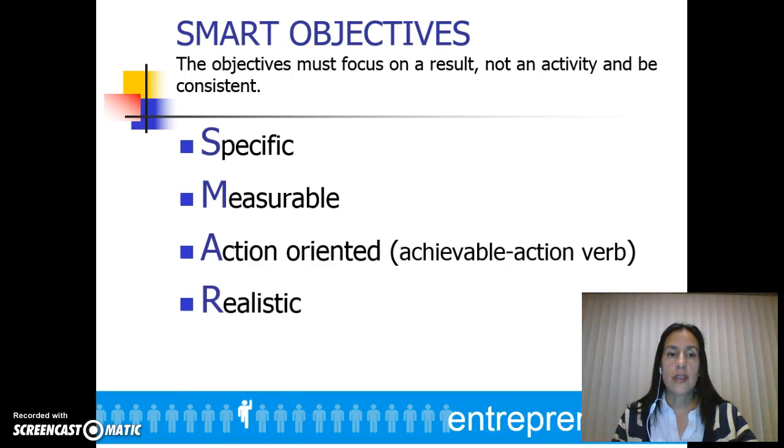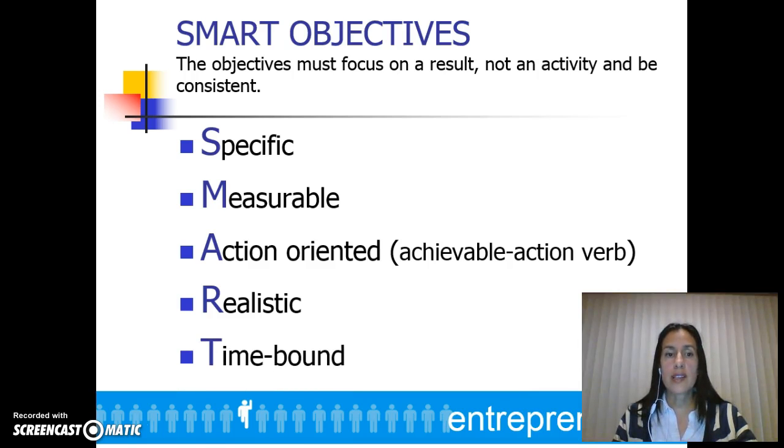The R is for realistic. If you ran a marathon 2 years ago and it took you 4 hours, I think it's not going to be realistic if you say that you're going to run next year's marathon in 1 hour and a half. That won't be realistic. So you have to be realistic and think about the resources that you have, the capacity that you have, and that's the way that your objectives are going to be realistic.